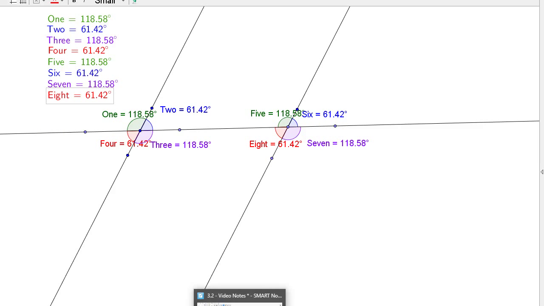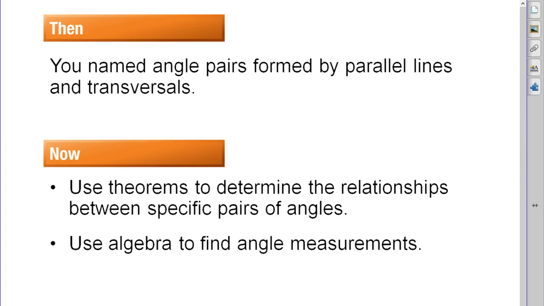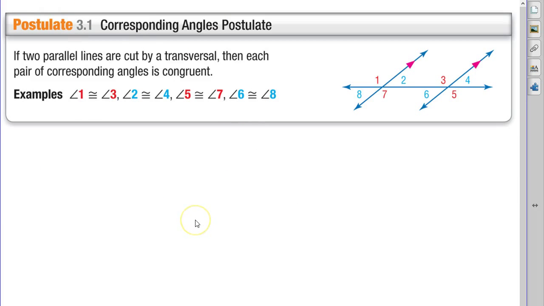Now, unfortunately, we can't prove that. It's one of these weird things of we just take it as being true, so it's a postulate. And it's the first postulate in the chapter, postulate 3.1. If two parallel lines are cut by a transversal, then each pair of corresponding angles is congruent, because each pair is singular.